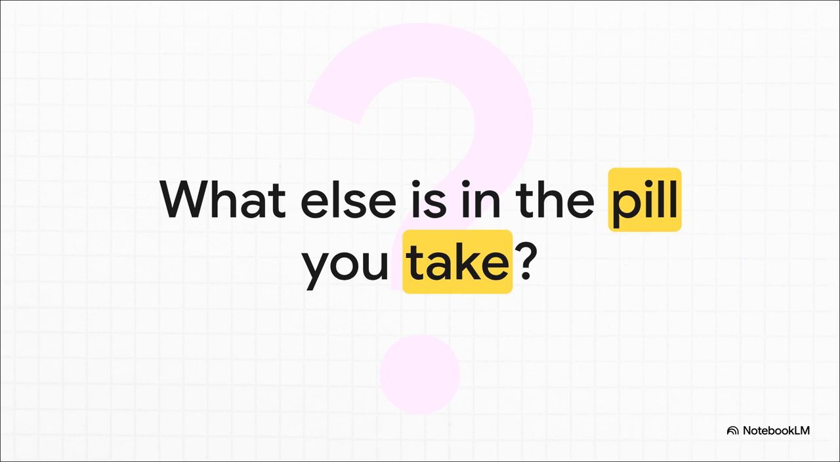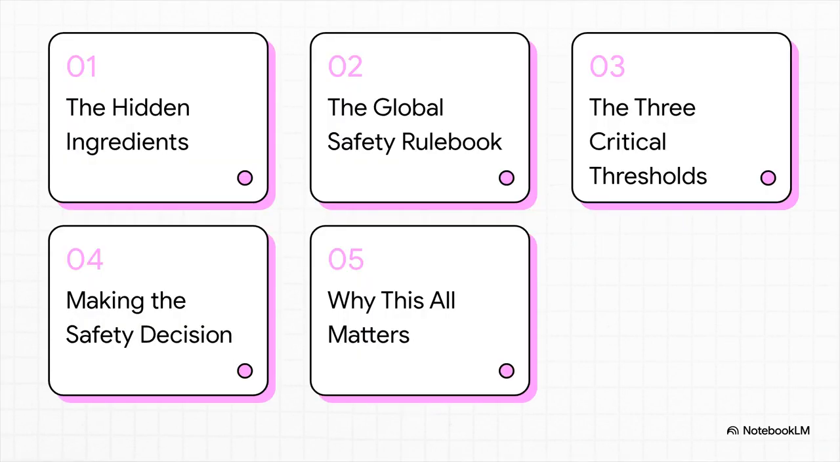Every pill has the active drug you need, of course, but it can also have these tiny, microscopic amounts of other substances. So the big question is, what are these other things? And more importantly, how can we be absolutely sure they're safe to consume? Here's how we're going to break it all down today. First, we'll figure out what these hidden ingredients are. Then, we'll look at the global rulebook that keeps them in check. After that, we'll get into something called the 3 critical safety thresholds, see how the final decision on safety gets made, and then we'll tie it all together and talk about why this matters to you.